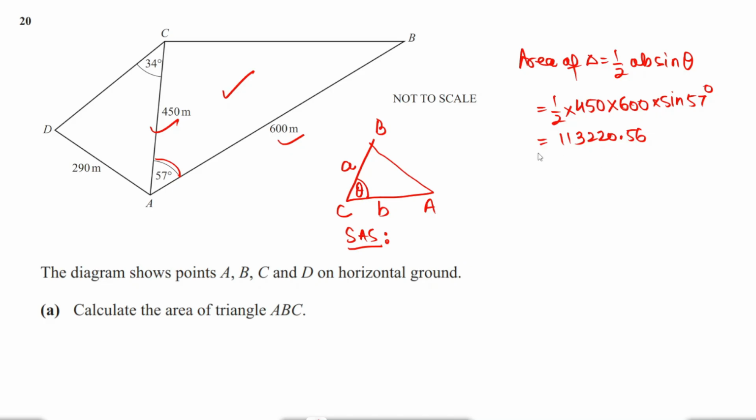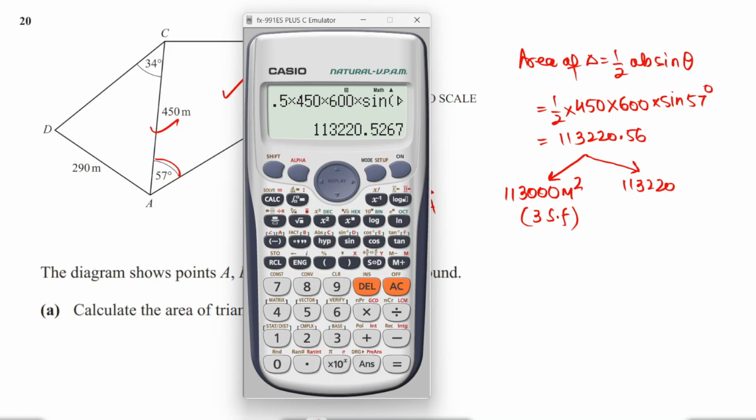220.56. So the answer is generally required up to 3 significant figures. The first option is that you can write your answer as 113,000 meter square, written up to 3 significant figures, or if you want to write correct up to 2 decimal places, that is also possible. So 113,220, and what was after 56, it is 526.